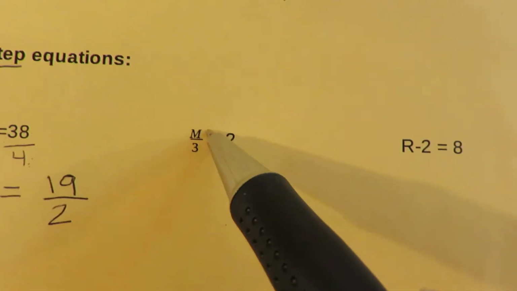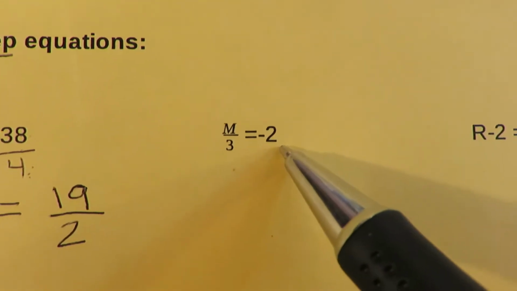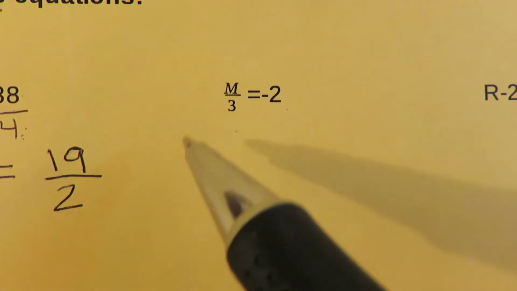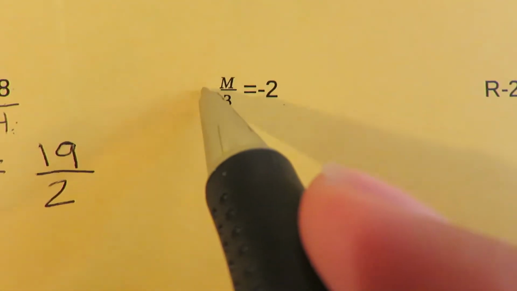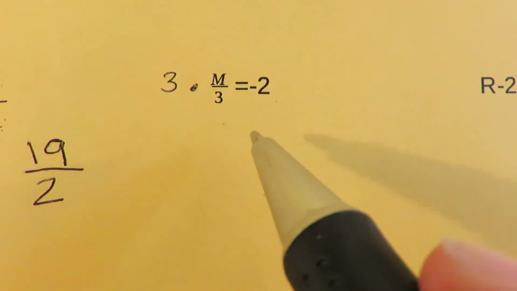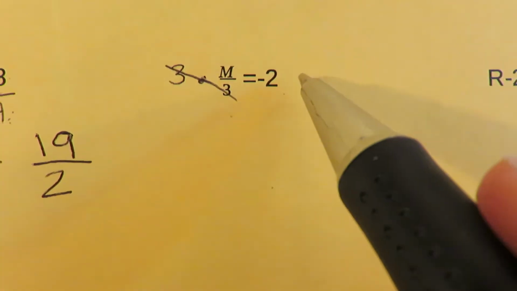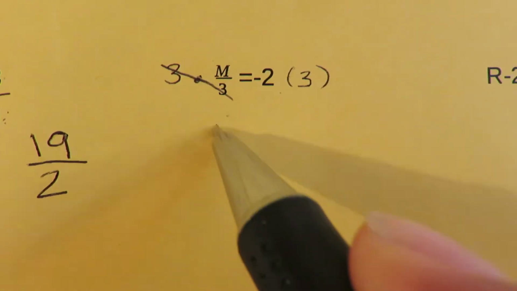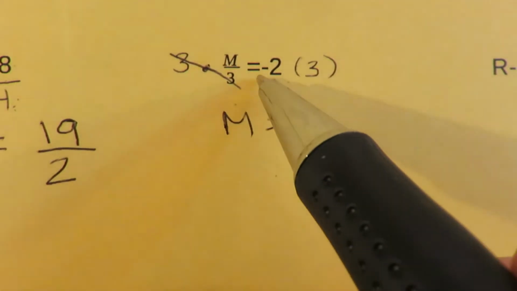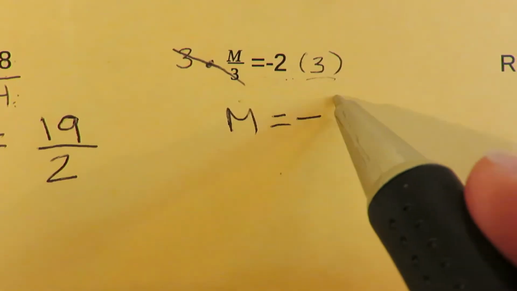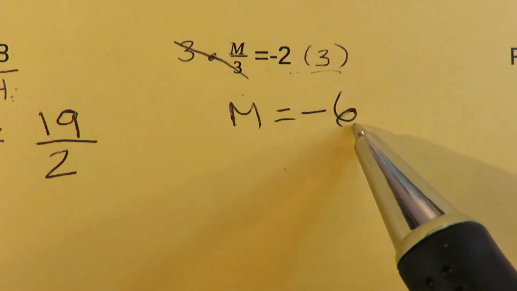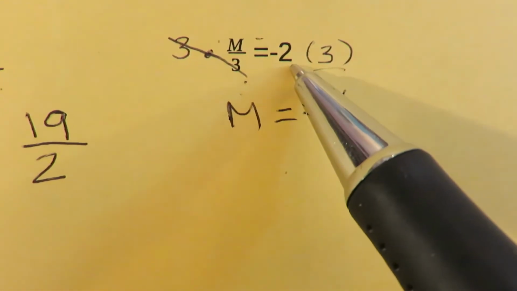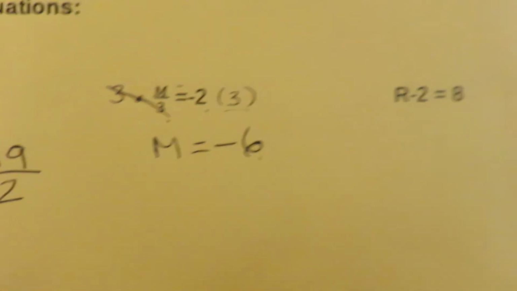This next one, we have m divided by 3 equals negative 2. What's attached to the m that I don't want is this divided by 3. So to get rid of it, I'm going to do the inverse operation. I'm going to multiply by 3 on this side, which will get rid of that 3, but then remembering to multiply by 3 on that side as well. So on the left, I just have m, and on the right, I have negative 2 times 3, which is negative 6. And again, remember, you can check. Plug negative 6 in here. Negative 6 divided by 3 equals negative 2, and you're good to go.